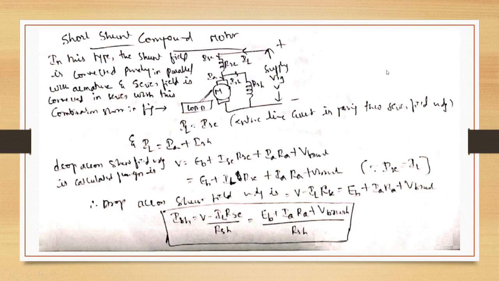Short shunt. What is happening here? The shunt field winding is in parallel with only the armature winding, and the series field winding is connected in series with the combination of these two.